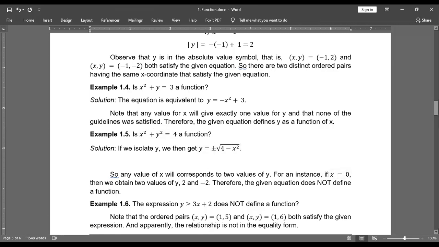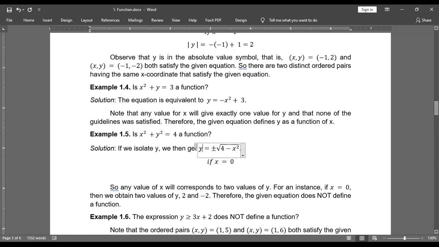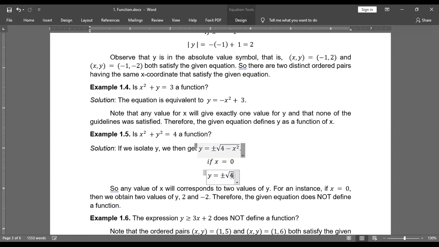So for instance, if x is equivalent to 0, using this equation, 0 squared is of course nothing. So we have this. What is the square root of 4? Positive, negative 2.